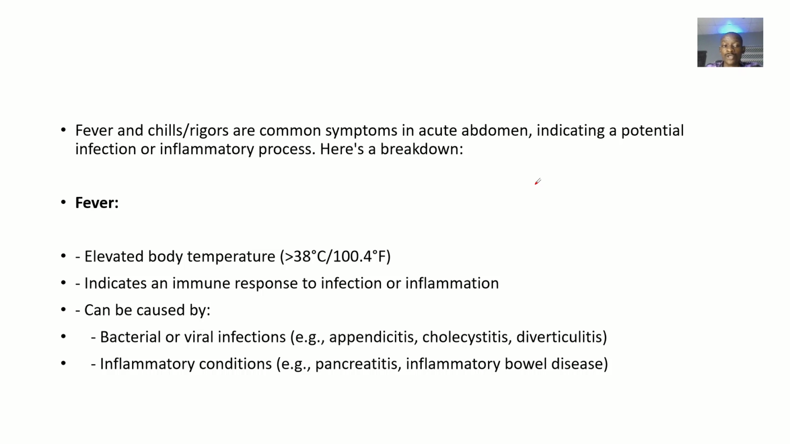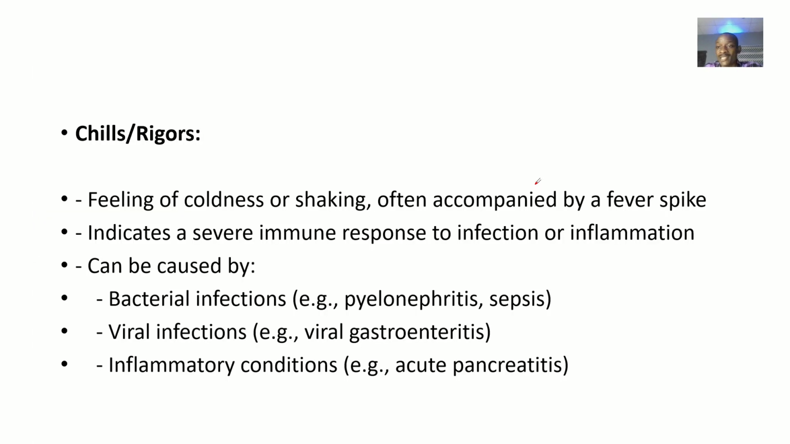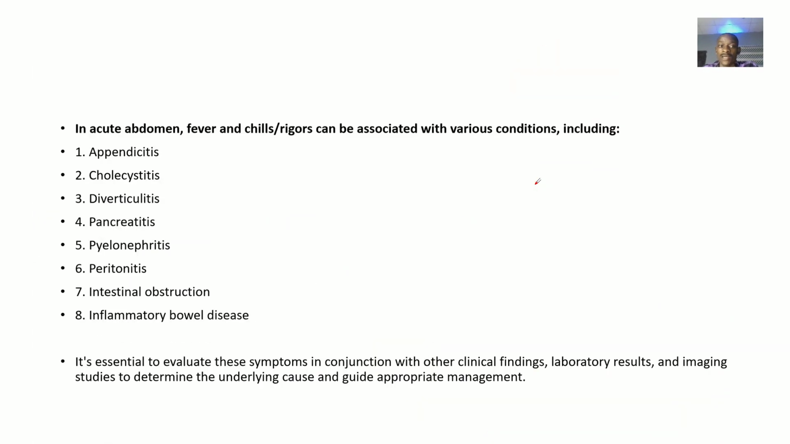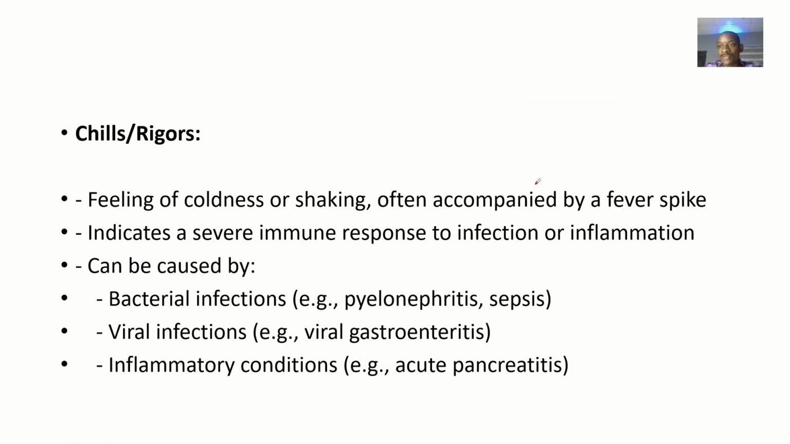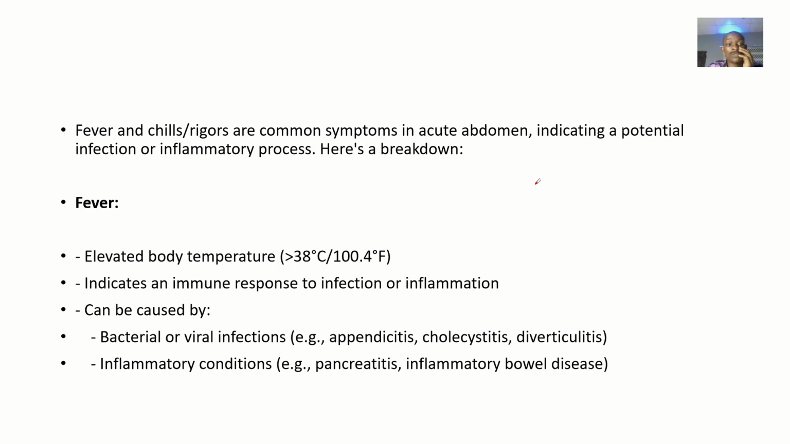Look at the definition. Look at the fever. Then we'll look at the chills or rigors. Look at what association. Like if the patient is having rigors and chills and fever, you know that this acute abdomen is associated with some particular conditions, right? So let's look at it.